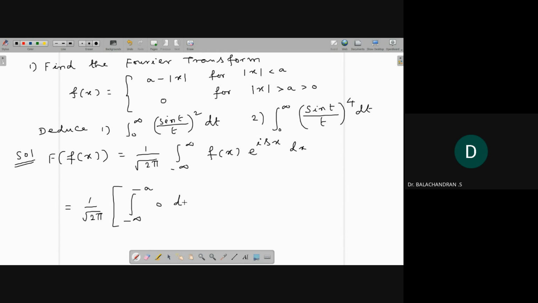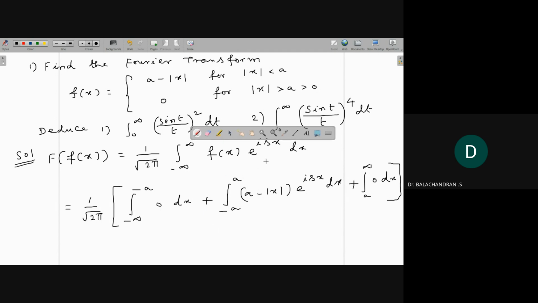So 0 into dx, and then minus a to plus a. In this interval, what is f of x? A minus mod x into e power isx into dx. The third integral is from a to infinity. So here also f of x is 0 into dx. So close the bracket. Okay. Now the next step, I'm going to write only the second integral.